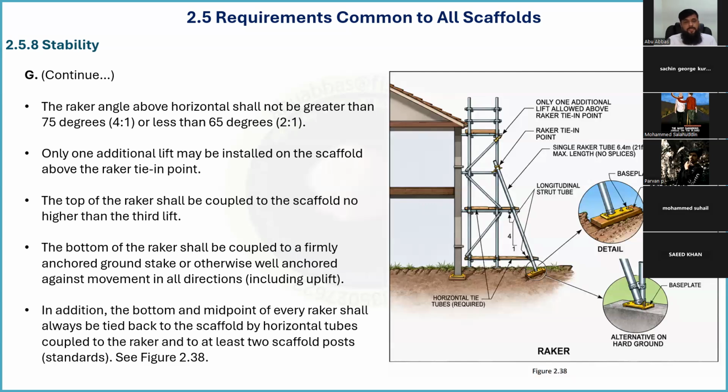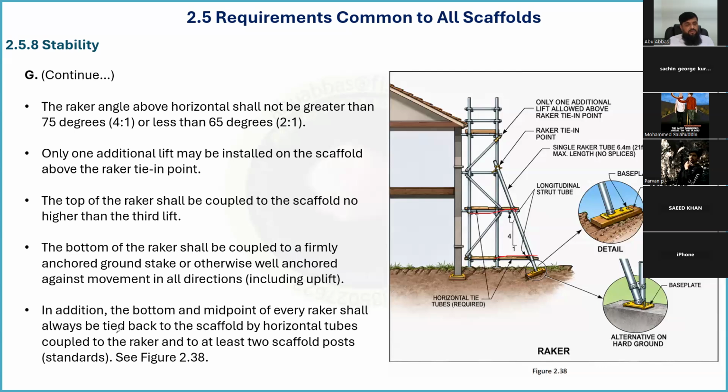Further, in addition, the bottom and midpoint of every raker shall always be tied back to the scaffold by a horizontal tube coupled to the raker and to at least two scaffold post standards. So this is what we refer to as the bottom kick lift, the bottom and midpoint of the raker. Almost we have this center. Again, this is tied back to the scaffold.